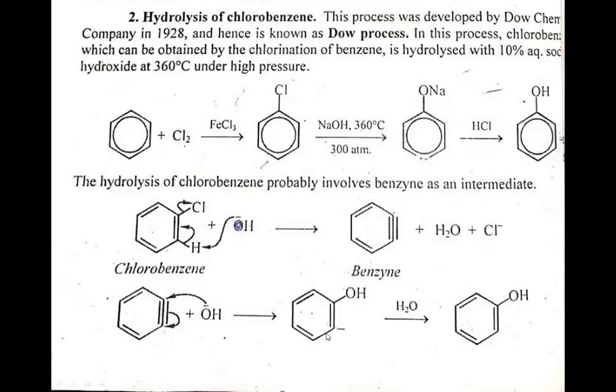Now this negative carbon needs one proton, and it takes that proton from the water molecule that was formed by OH and H positive. It takes the proton from here and is converted into phenol, along with OH negative ions that were used as a catalyst and are regenerated at the end of the reaction, and so this phenol is formed. So this is a very important method, known as the Dow process, for the preparation of phenol from chlorobenzene, also known as hydrolysis of chlorobenzene.